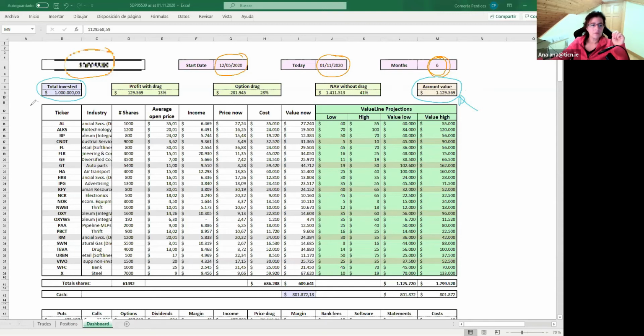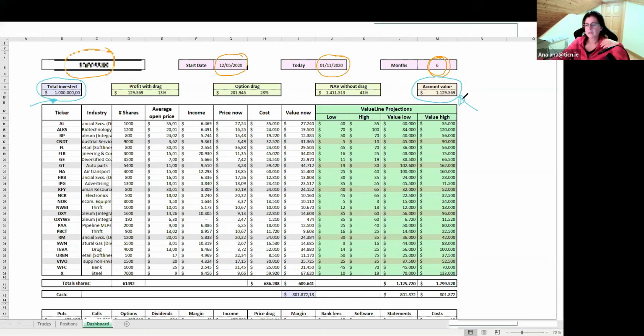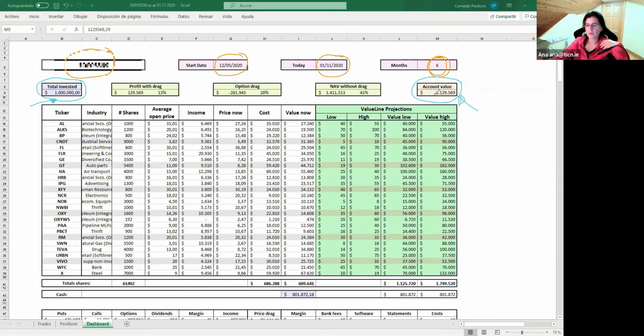If you see the total invested in this account, in this case, was 1 million, the account value as of today is 1 million point and then $129,569. Therefore, the profit, very simple, is 1,129,569 minus the money invested, which is 129,569, which is 13%. Again, this is a photograph.